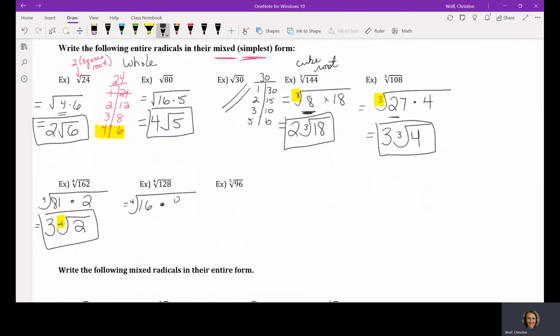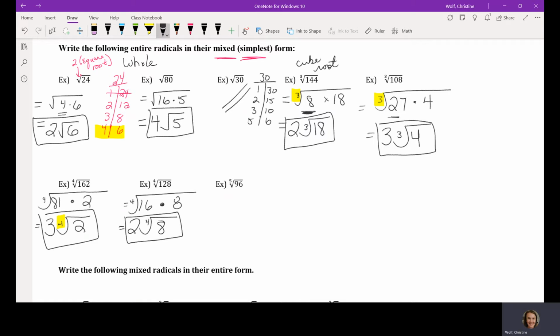So 16 times 8. Now, the fourth root of 16 is 2, because 2 times 2 times 2 times 2 is 16. So it comes out, and then that 8 can't be broken down. There is no fourth root of 8. We're done.